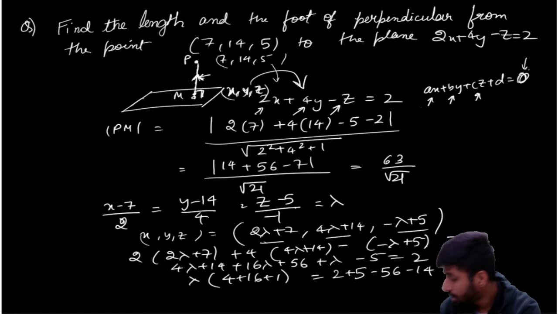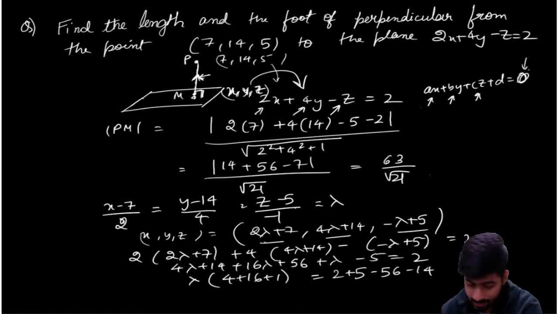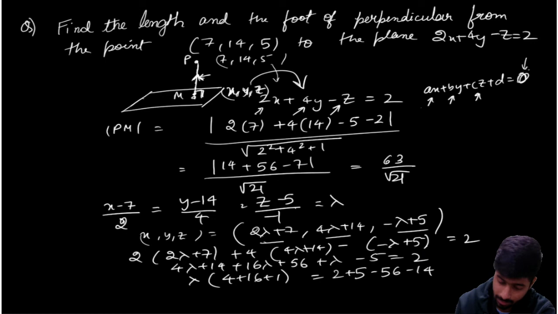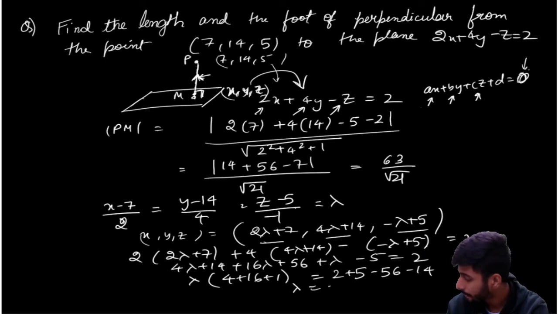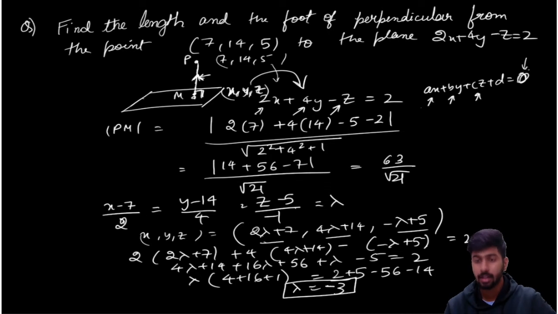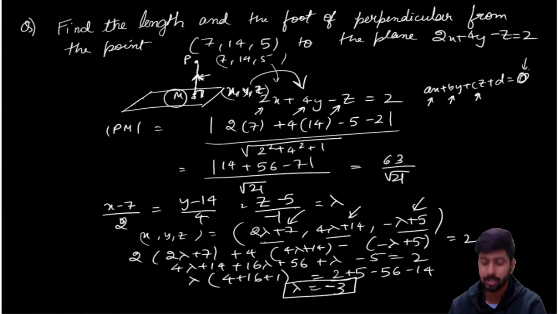So hoping that I have made no calculation error here, the lambda that I get is nothing but minus 3. And I would like you to check the calculation again. This is minus 3. So I've got the lambda that I need. I'll substitute lambda in this now to get x, y, z. And what is x, y, z? The coordinates of this point M. That's all that I need.